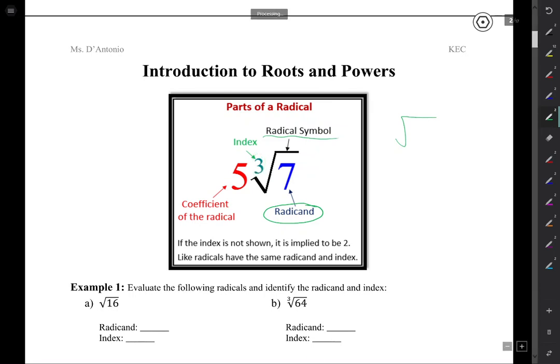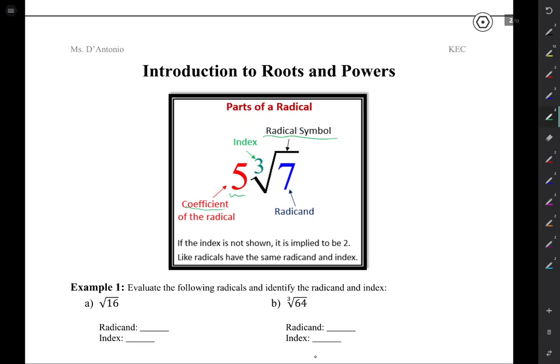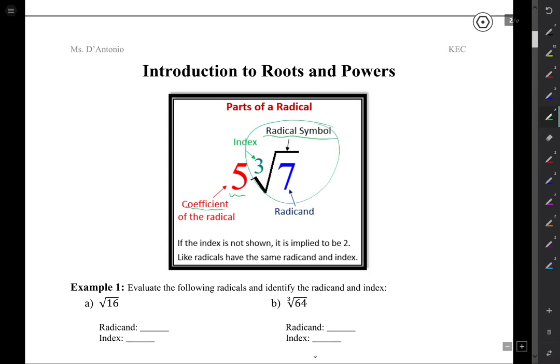And then finally, whenever we have a number out front of something, we call it the coefficient. If it's out front and it's multiplying it, we call it the coefficient. So in this case, the 5 here is multiplying this entire radical, so it is the coefficient of the radical. Now, this is important down here. It says, if the index is not shown, it is implied to be 2.